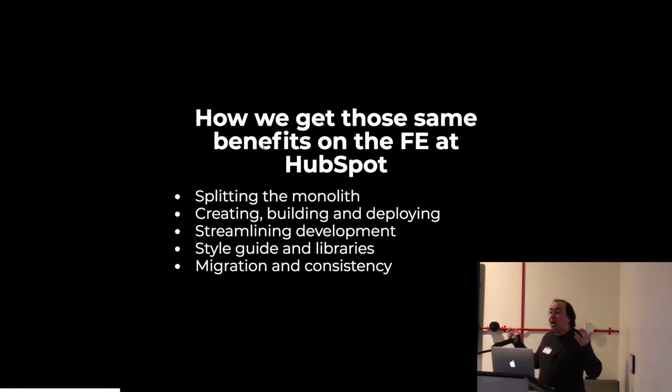So this is about how we can approximate what the backend almost takes for granted these days on the front end, and how we do it at HubSpot. I'm going to talk about how we can split a monolithic application, what that means when creating, building, and deploying those applications, and how we streamline the development process when we go from a monolith to a lot more applications. I'm going to talk about the importance of style guides and libraries, and how we keep the world consistent.